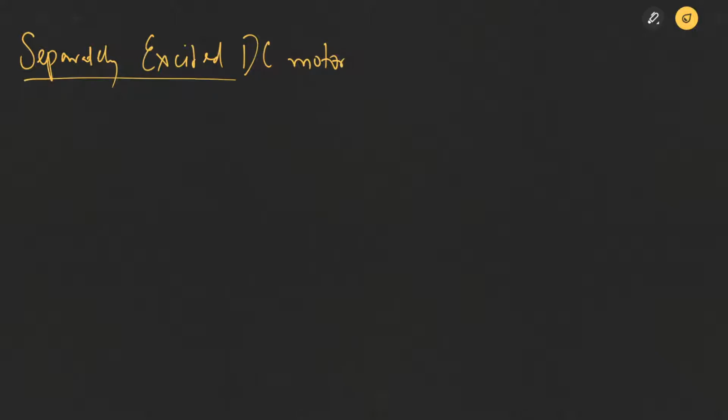So in this session we'll be now studying about the separately excited DC motor. In case of a separately excited DC motor, as the name itself suggests, the excitation is separate from the main armature circuitry.